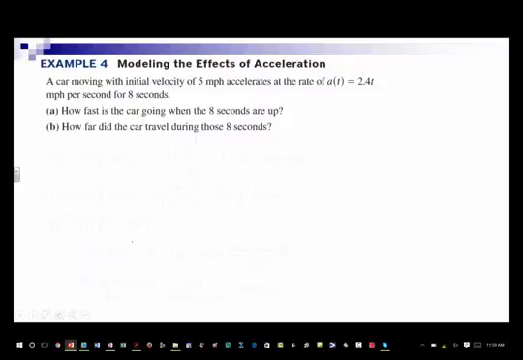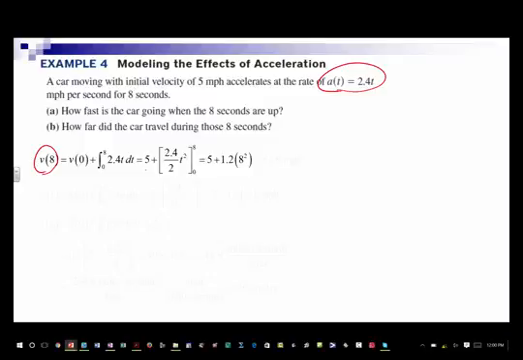So here's a problem. We were told not about the velocity of the car, but rather about the acceleration. We're told that the acceleration is 2.4 t. Well, we'd like to know how fast the car is going 6 or 8 seconds later, so we can think of that final velocity as an initial velocity plus the net change in velocity, which we think of as the antiderivative of the acceleration. Plugging in what we know, v of 0 is 5.